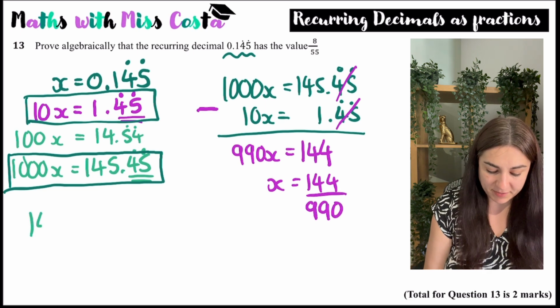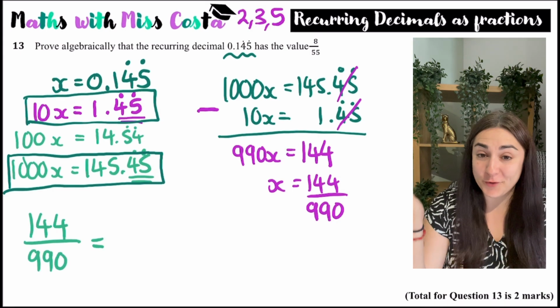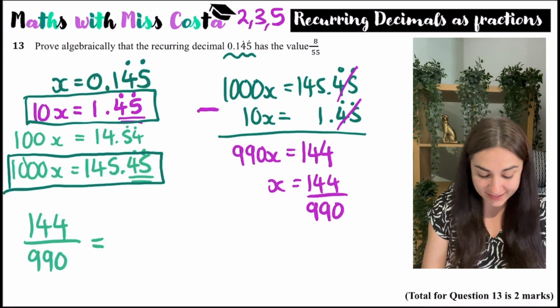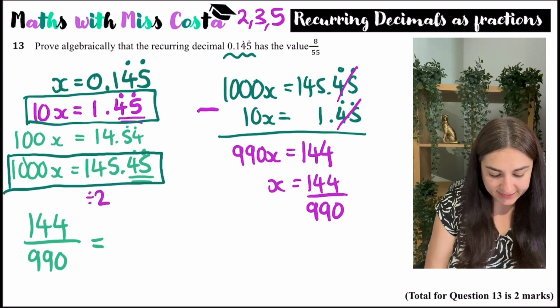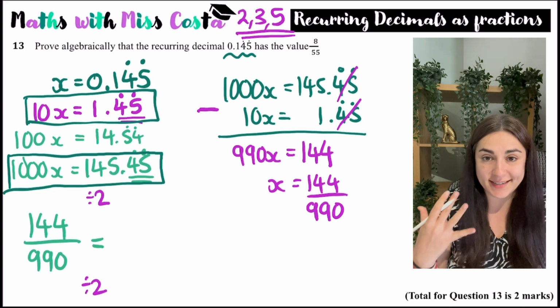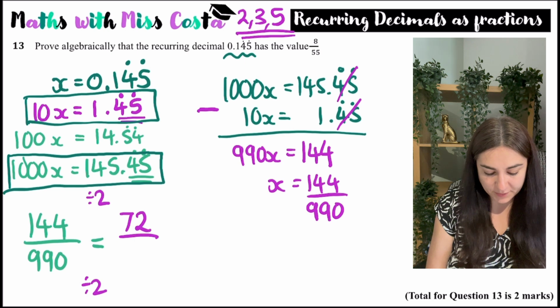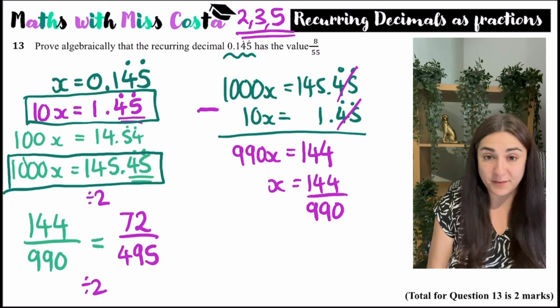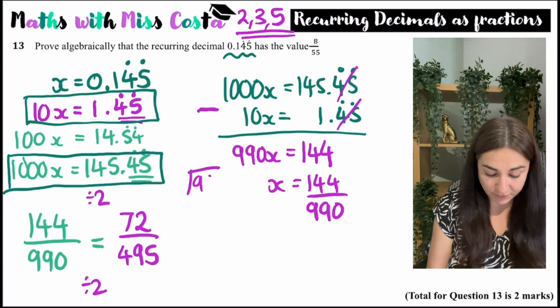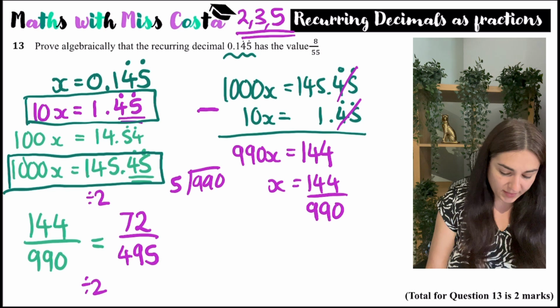Now I know it's going to simplify, so let's just do what we'd normally do. Okay, so I've got 144 over 990. Now I just need to simplify. So I could start by dividing by 2. Whenever you're simplifying, you always try dividing by 2, then 3, then 5. You just essentially use the prime numbers. So let's try 2. 144 divided by 2 is 72. 990 divided by 2 is going to be 495. If you can't do that in your head, and just to be safe, you could just use the bus stop method. Bus stop method is your favorite friend.